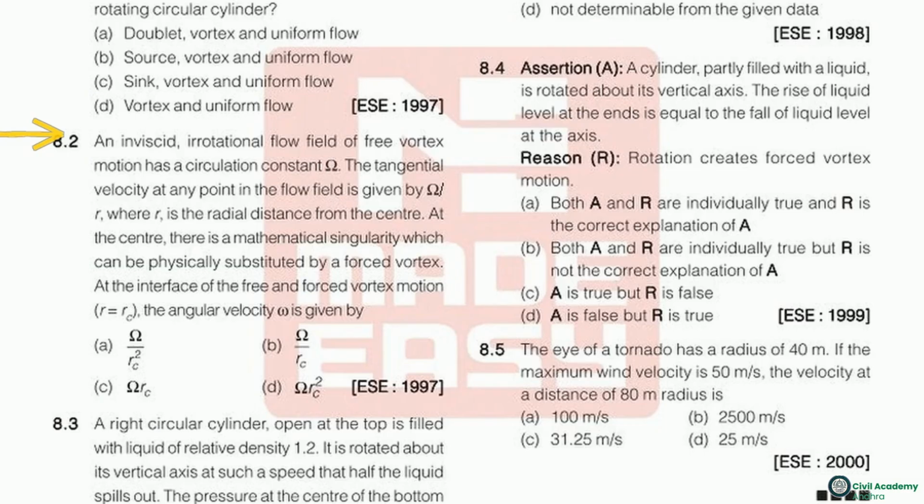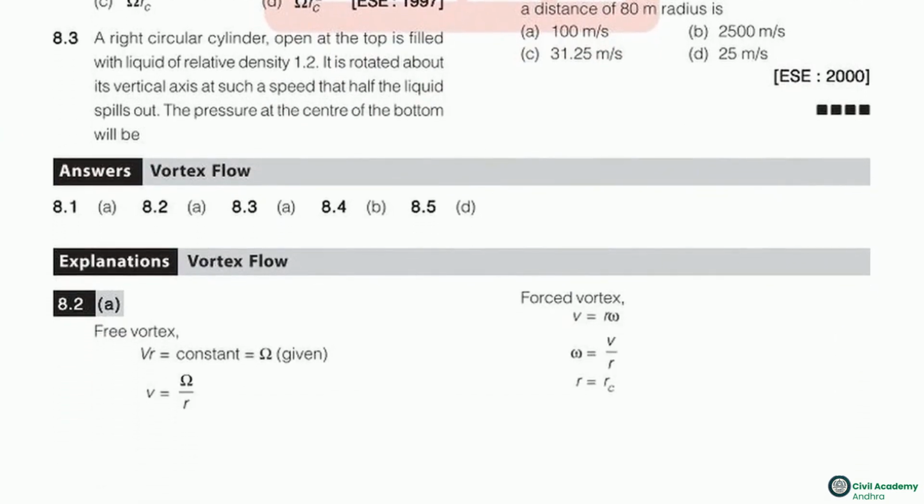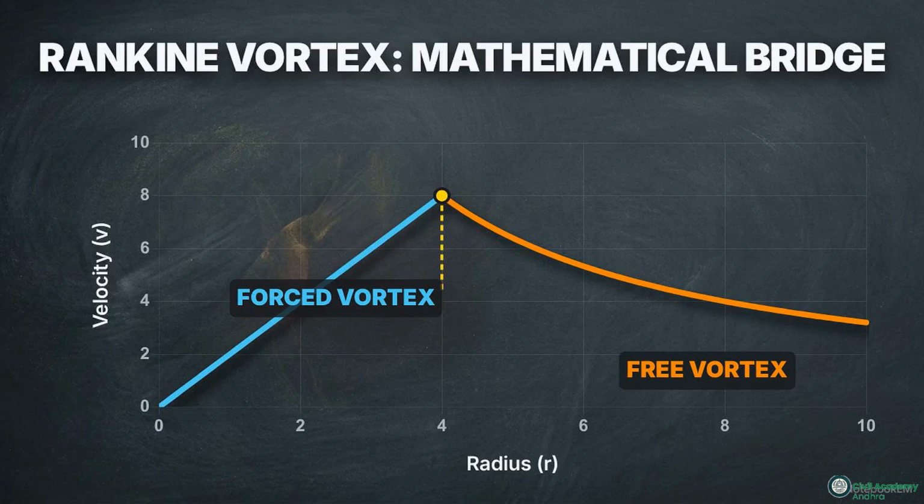Let's look at ESE question 8.2, where a free vortex transitions into a forced vortex at a critical radius. The execution relies on finding that interface. At the boundary, free vortex velocity perfectly matches forced vortex velocity. Equating both profiles gives the solution. Identifying the specific radius where flow regimes interface provides the mathematical bridge needed to solve for any unknown in the system.